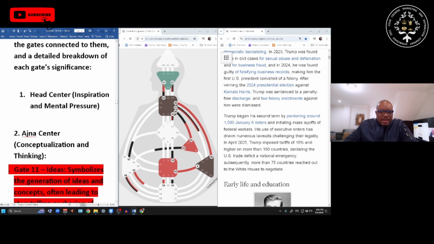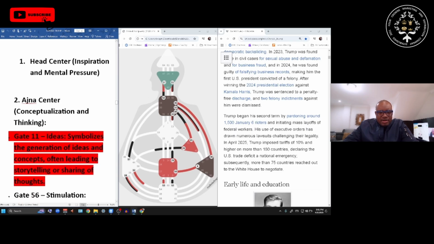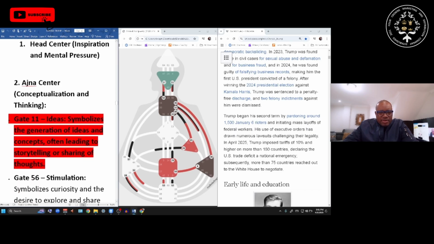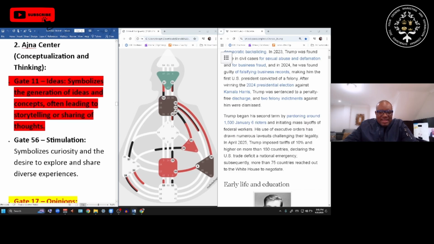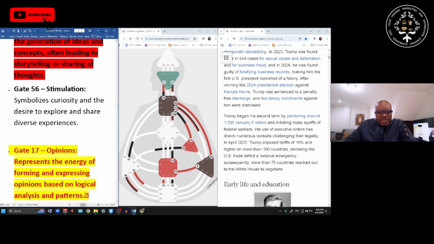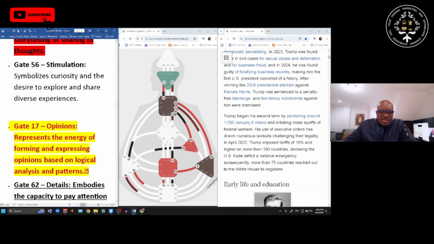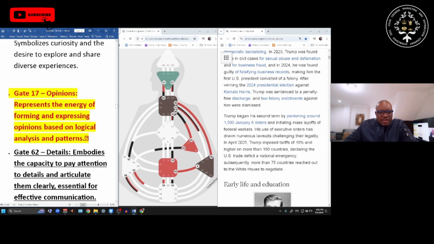All right, so boom, at the Ajna, that 11 line that's coming down there represents ideas, symbolizes the generation of ideas and concepts, often leading to storytelling and the sharing of thoughts. We know that's for sure for him. That is balanced out by stimulation, symbolizes curiosity and the desire to explore and share diverse experiences. So even though I highlighted them, I'm not going to talk about them. I just want to look at his actual strengths, conscious and unconscious, right? So let's go to 17. Well, I'll do 17 and 62 because that is actually a closed channel there.